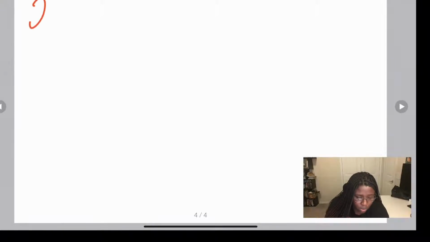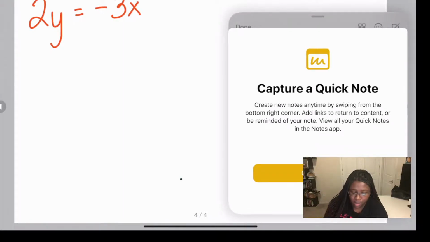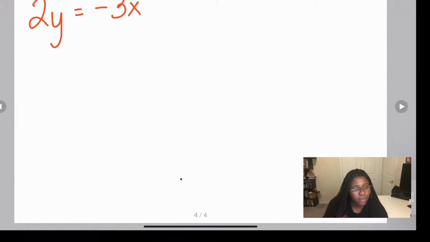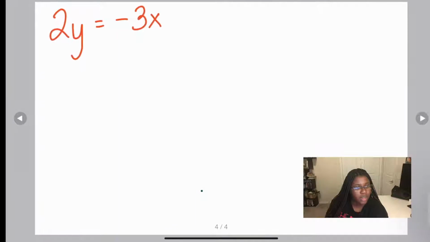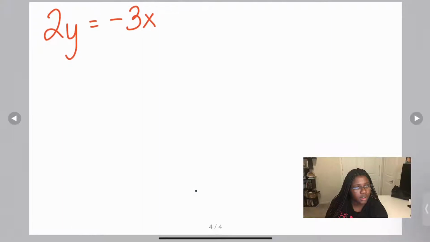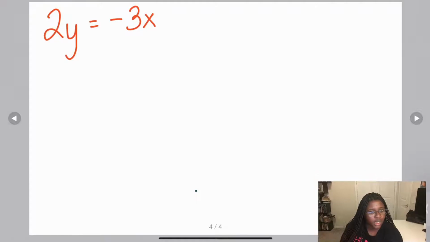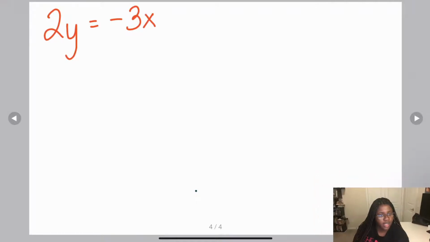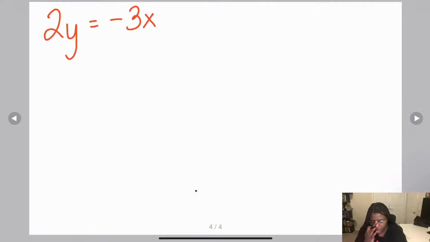So we have 2y equals negative 3x. And then, I keep writing above the page, which I don't like. So let me make it bigger. There we go. I think that's good. And then I'll move this a little lower because y'all don't really need to see me that much. In fact, I can make this even a little smaller. Okay, I think that's good.